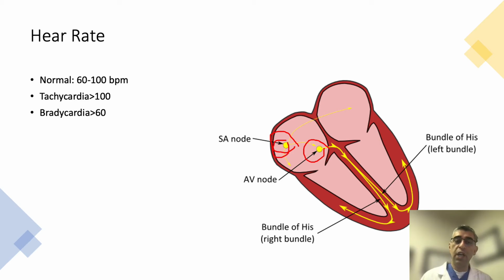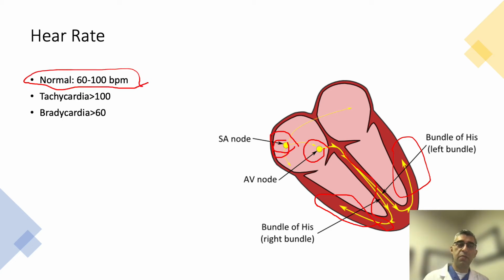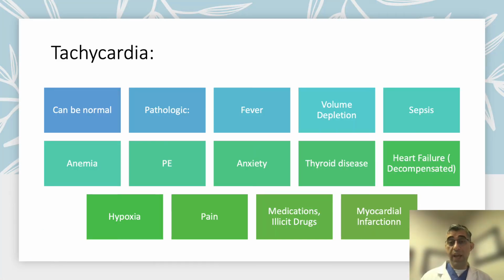The sinoatrial node is the main one, producing electricity for the heart and sending it to the AV node. And from the AV node, we have the bundles of His going to the ventricle. This is the way the heart works in a normal situation, at 60 to 100 times per minute, which is the heart rate. If we have anything above 100, we call it tachycardia. If we have anything below 60, we call it bradycardia.